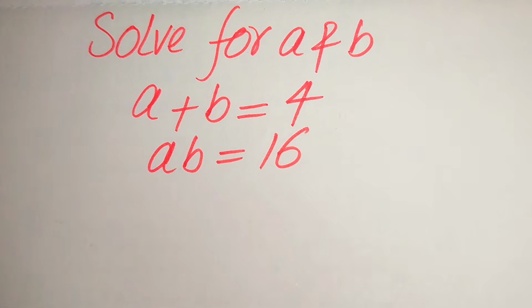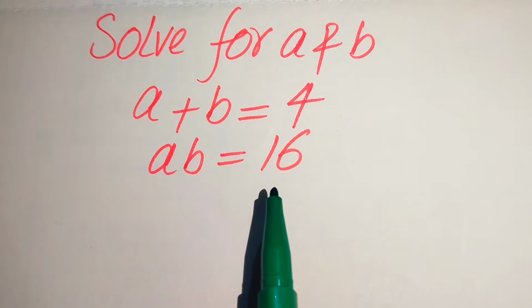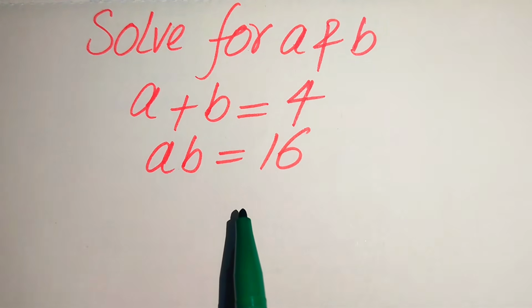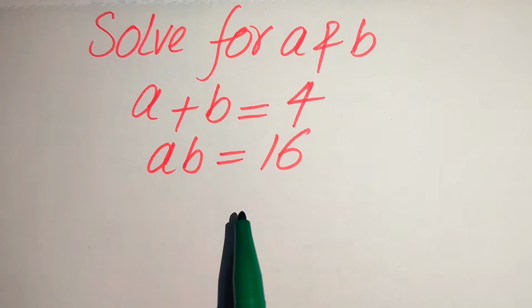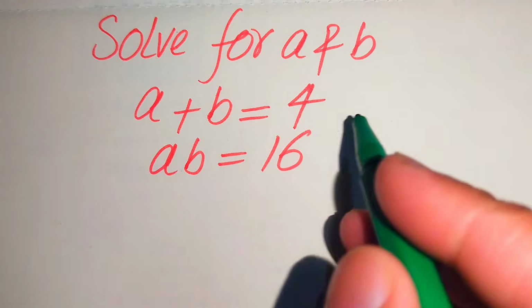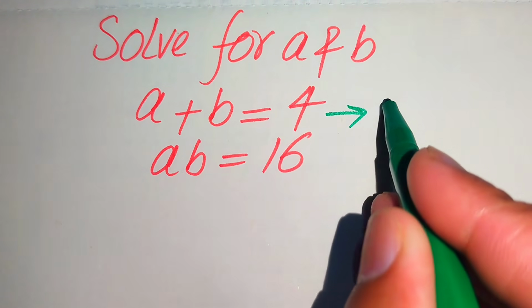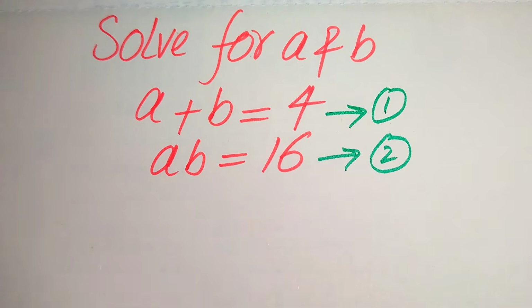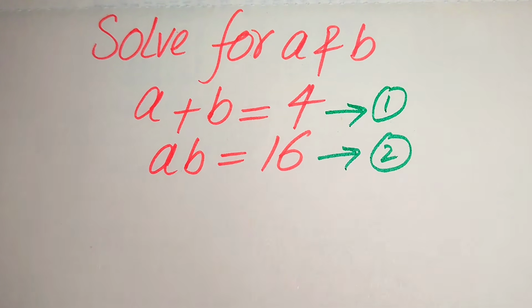So here we have a + b = 4 and ab = 16, and we solve this problem for all the values of a and b. First we call this equation number 1 and this equation number 2. So here we solve both of these simultaneous equations and we easily get the values of a and b.